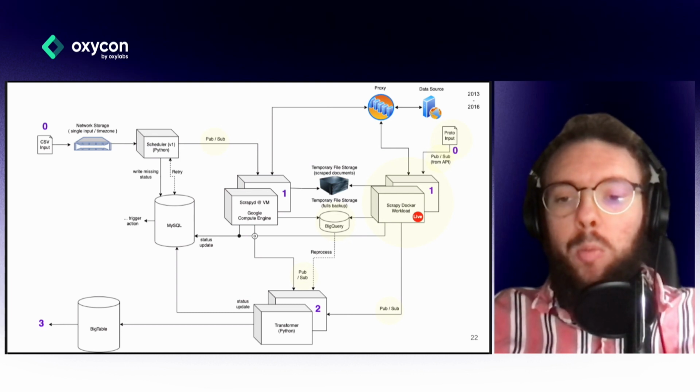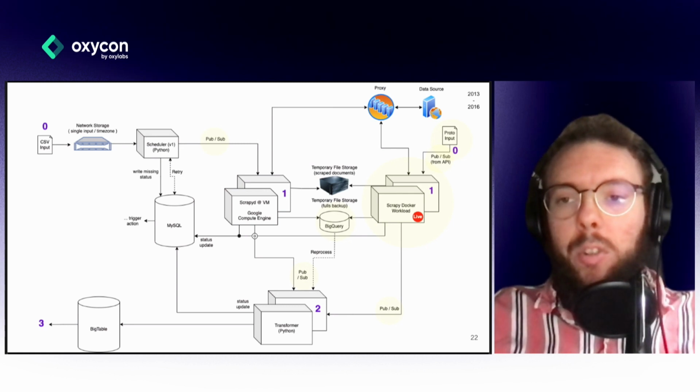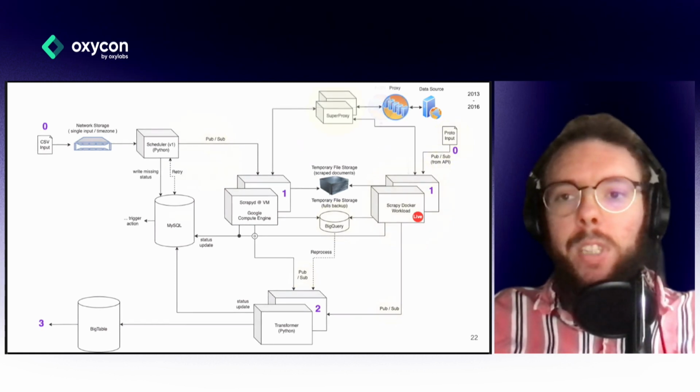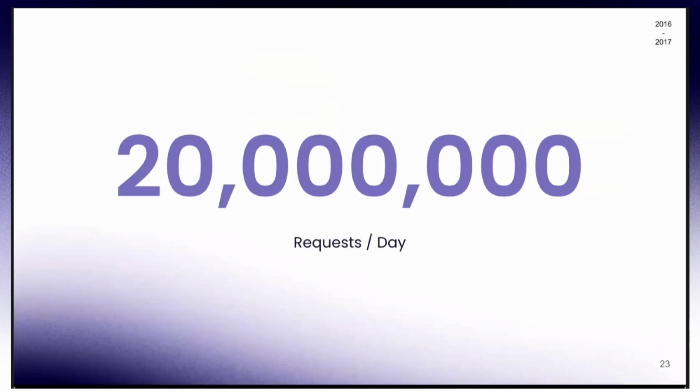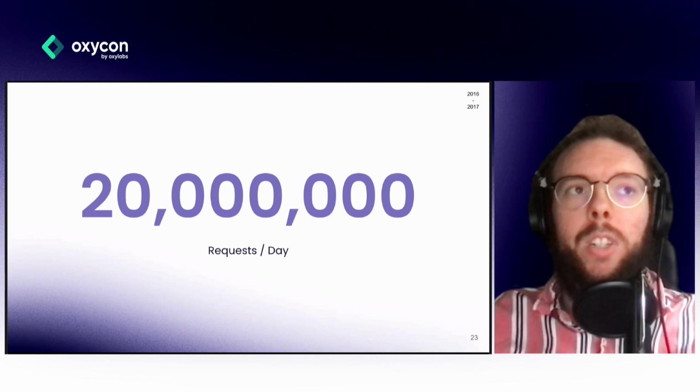We also had to move away from Kafka to PubSub in order to make the Scrapy live shops work. Finally, we also introduced Super Proxy, and optionally for those workloads that require it, we also first go via Splash, which is a separate workload as well. Now, at around this stage, we were reaching around 20 million requests per day, which is still a lot less than today, but we knew we still had a lot of growth ahead.